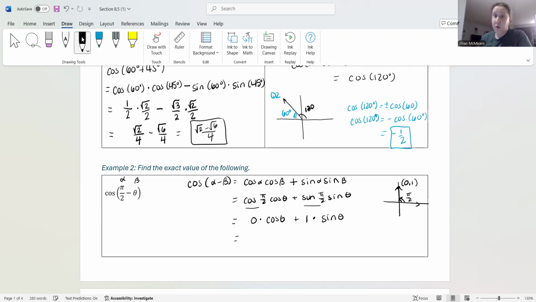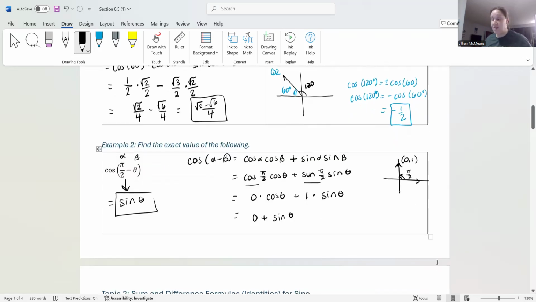Well, anytime you multiply by 0, you just get 0. So 0 times cosine theta is 0. And then anytime you multiply by 1, you just get whatever you multiply by. So 1 times sine of theta is sine of theta. So we can say that this is really just sine of theta. So simplified very nicely, okay? So that is the sum and difference formula for cosine. In the next video, we will look at the sum and difference for sine, okay?